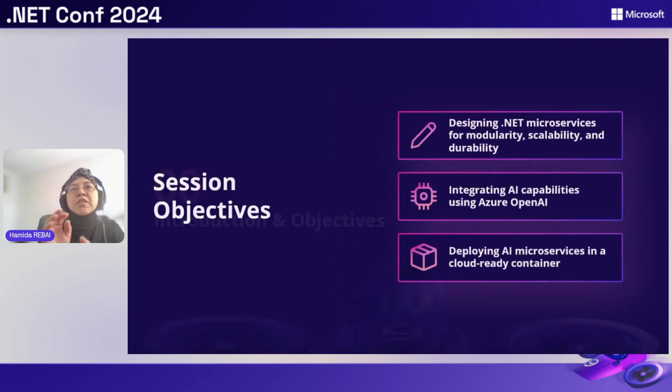Let's start now. We start in the beginning by designing .NET microservices. Why? Because we need to have modularity, scalability, durability. So it's simple for a distributed application to use this approach. Next, we will see how we can integrate AI capabilities using Azure OpenAI.